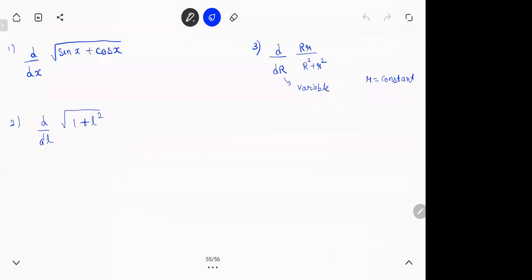Then the second one, see, 1 plus L square. d by dL of root of 1 plus L square. I mean, it's same as 1 plus x square.